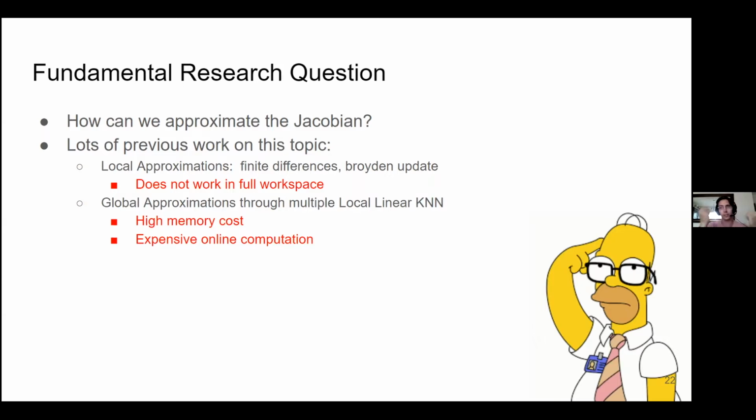Previous work in visual servoing looked at global approximation methods, such as multiple local linear k-nearest neighbors approaches. Without explaining how that method works, it has a high memory cost because we need to hold on to all of the data to use the k-nearest neighbors. It also has an expensive online computation cost, because you need to fit a linear model at every point where you want a Jacobian. That can be expensive, especially with a large neighborhood, which is required to get a good approximation.